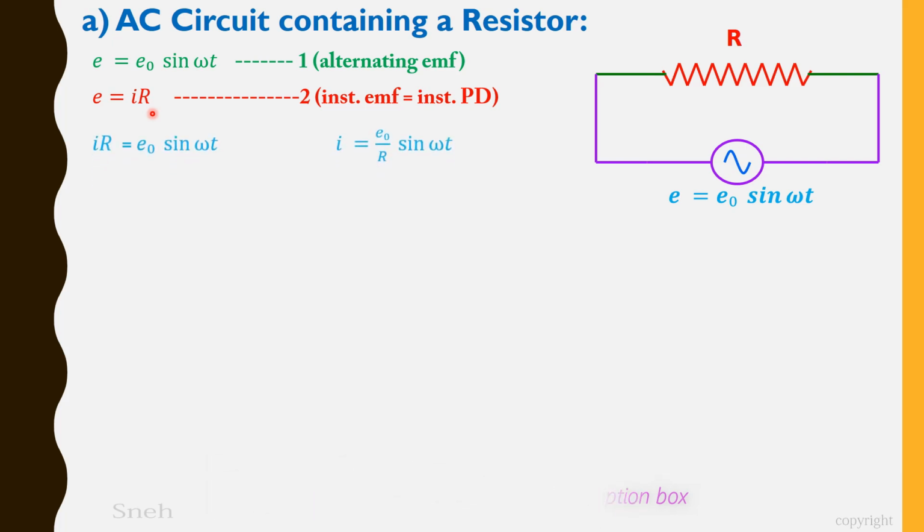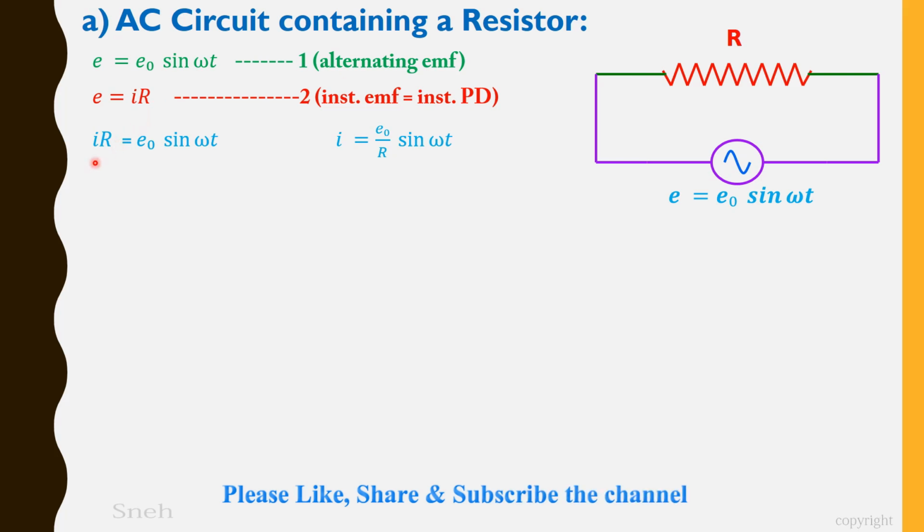From these two equations 1 and 2, I can see that their left hand sides are same. So I can equate their right hand sides and I can write IR is equal to E0 sin omega t. So I can be written as E0 upon R sin omega t.